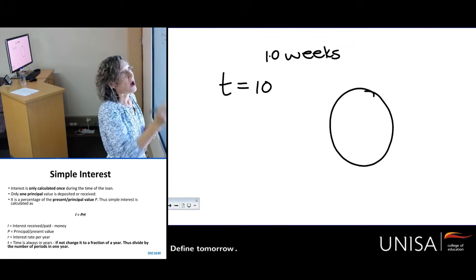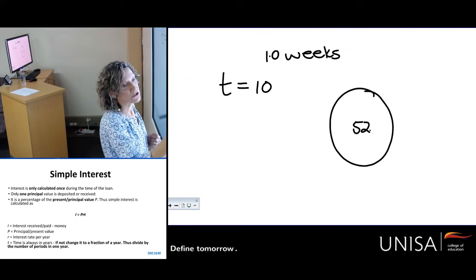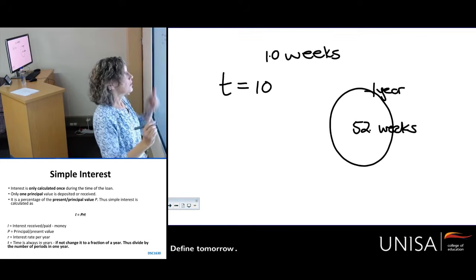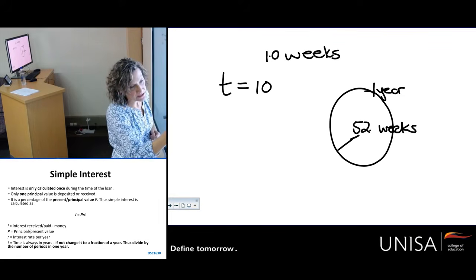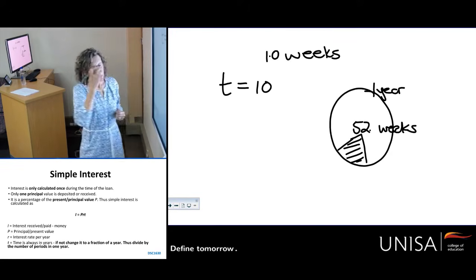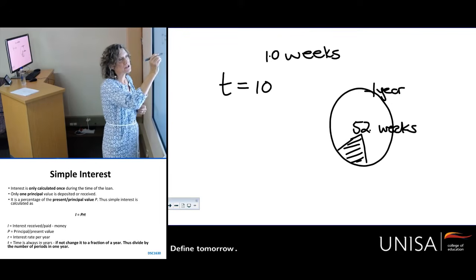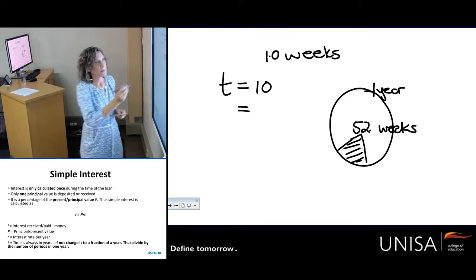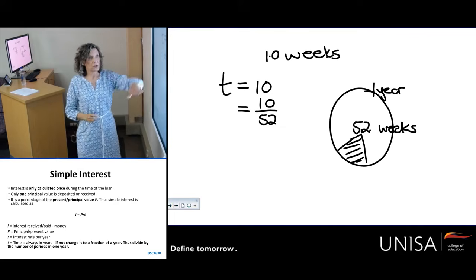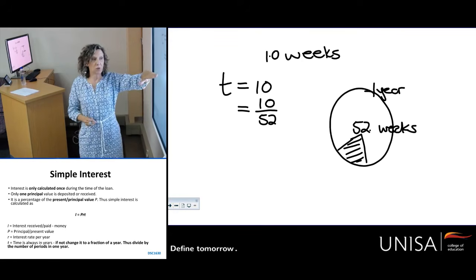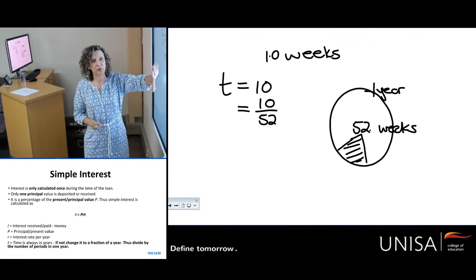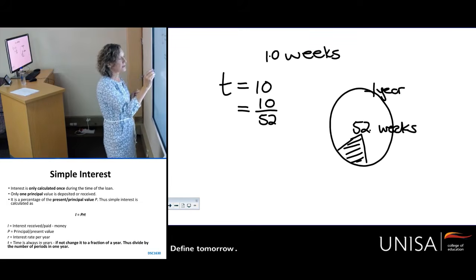A year has got how many weeks? In total, 52 weeks, if that is 1 year. So in this instance, I'm just working with a piece of that 52. So if I want to use a yearly time period, I need to change the 10 to a fraction of the year. And that will then be 10 pieces of a total of 52. So very important, your time period must always be expressed as per year, or pieces per year, if I can call it that.